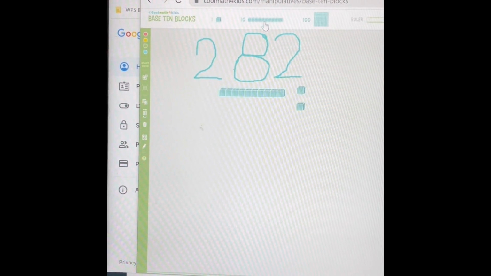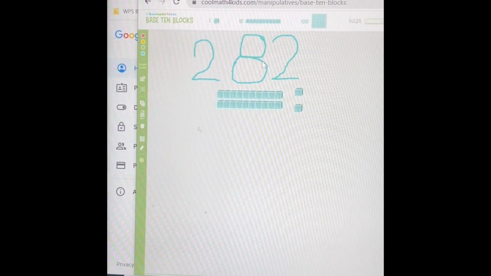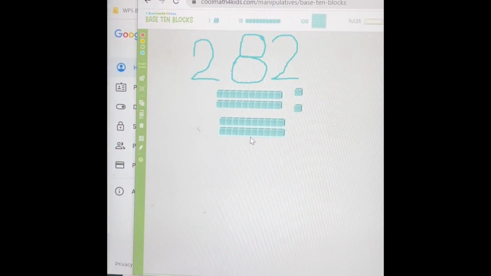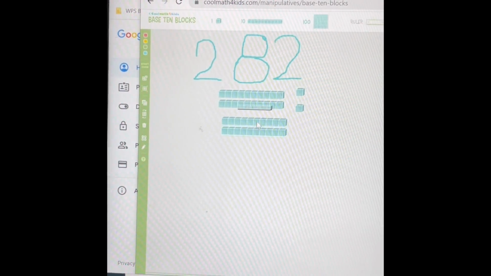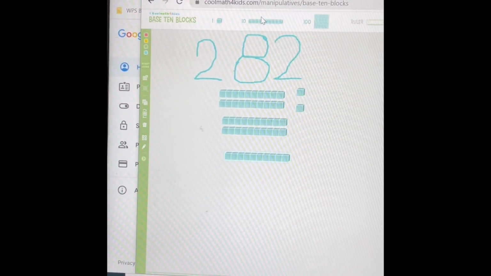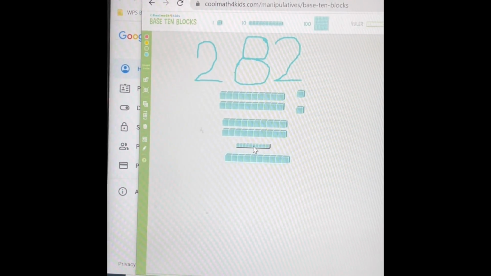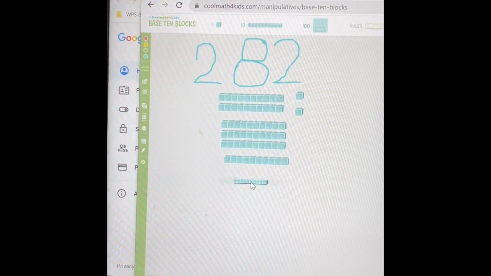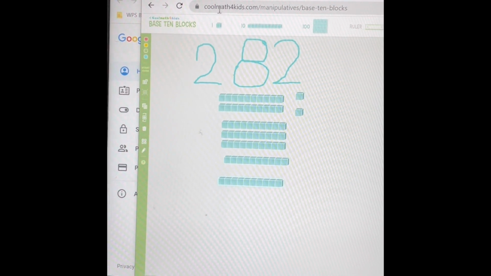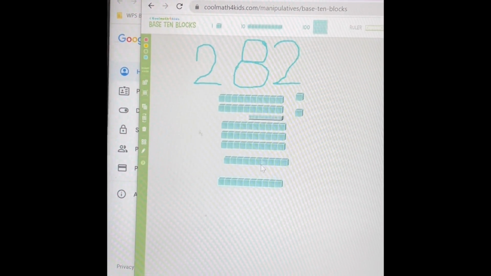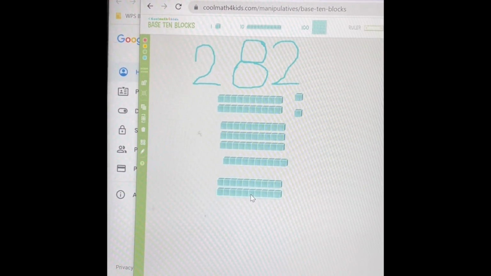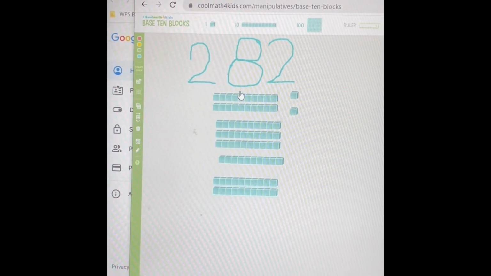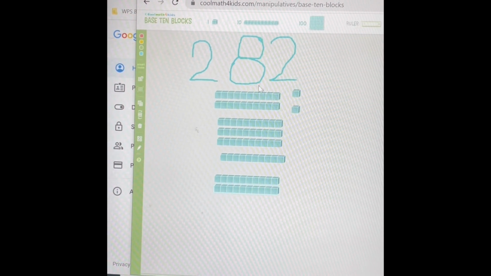10, 20, 30, 40, 50, 60, 70, 80. So we have our 2 ones and our 8 tens.